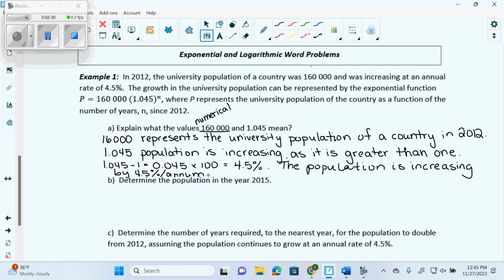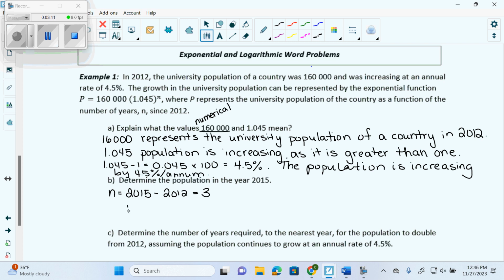So we want the population in the year 2015. What does that give me? N equals what? 2015? Does N equal 2015? No. 2015 minus 2012, so it equals 3. And how do we know that? Because sometimes N is 2015, sometimes N is something else. The reason we know is it says the population of a country is a function of the number of years N since 2012. So N represents the years since 2012. That's why it's 3, right? Not 2015. So you have to read.